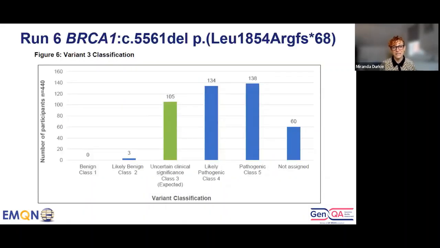So my first example is from Run 6. This was a BRCA1 variant where you got a single nucleotide deletion causing a frameshift and then a stop codon 68 amino acids downstream. And we'll come back to that. So you can see from the histogram that the assessors were expecting participants to get a classification of VUS or uncertain clinical significance. But in actual fact, the vast majority of participants scored this variant as likely pathogenic or pathogenic. And as we all know, that could have significant clinical impact if this was a real patient.